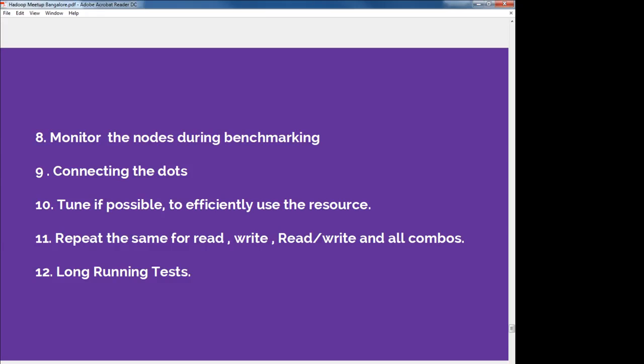Once you have done the experiments, repeat them many times to see whether you get the same results again. Finally, once you are satisfied with the results, run a long running test to make sure that your application is not breaking because of GCs, or not giving reduced QPS because of compaction running in the backend.